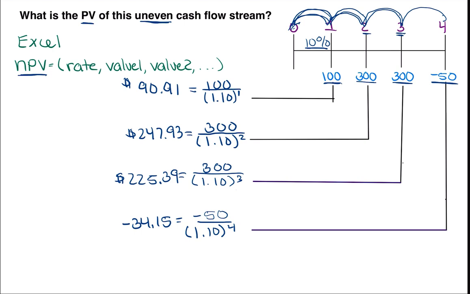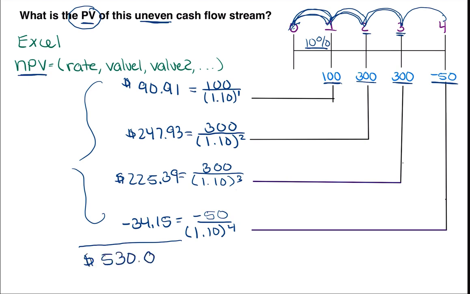And in order to get our total present value, we need to add up all of these values right here. And when we do that, we get $530.08. Okay? The other option is Excel, which you will see using the net present value function.